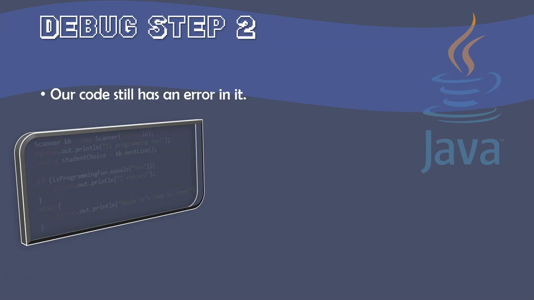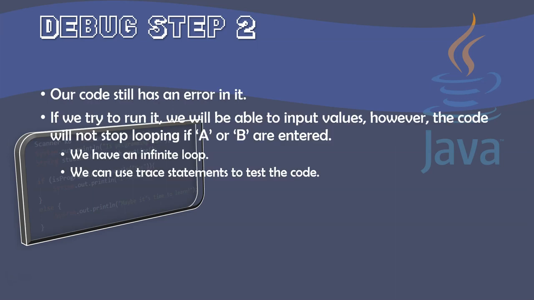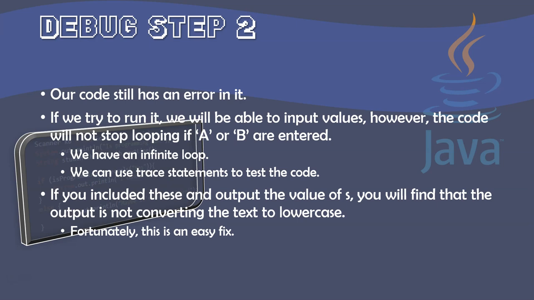If we go a little bit further in the program and still try to run it, we're going to be able to input values now, because we got the correct types. However, the code is not actually going to terminate its loop if you enter A or B. We have an infinite loop. It's never going to exit. We could apply trace statements to test that code and figure out why it's not exiting the loop. If you include trace statements and output the value of s, you'll find that the output is not converting that text to lowercase, because it's looking specifically for lowercase values.